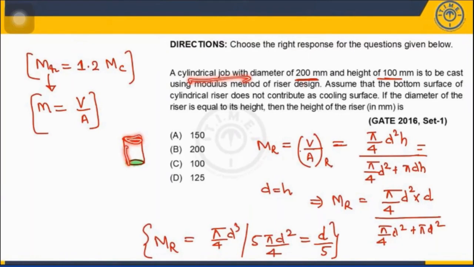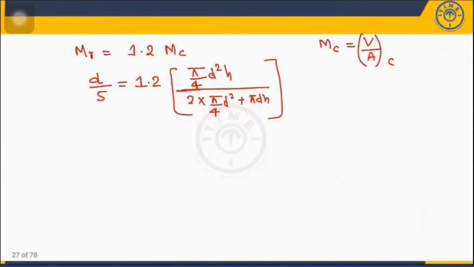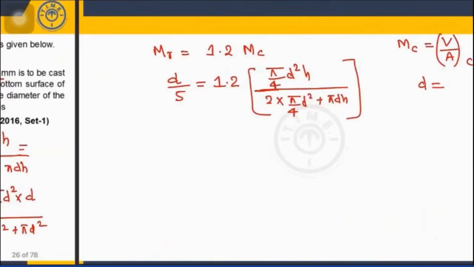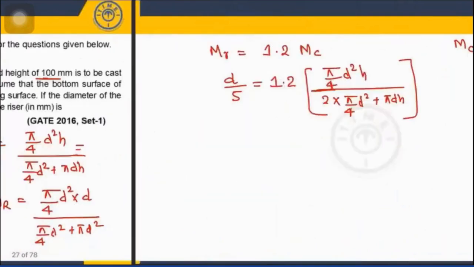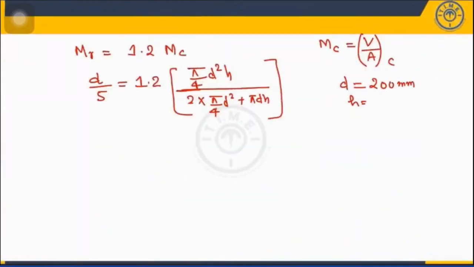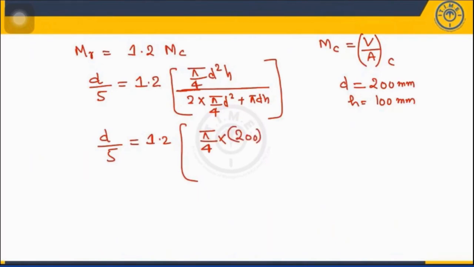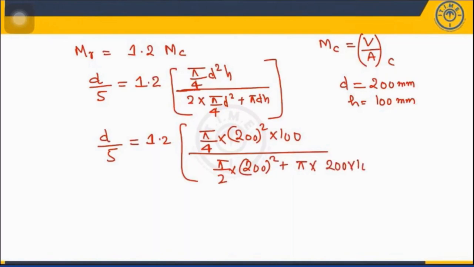The casting is basically a cylindrical job; only the riser has one surface insulated. So what is the diameter value? Let me take the diameter as 200 mm, and the height is given as 100 mm. So diameter is 200 and height is 100. Then d by 5 is equal to 1.2 times pi by 4 into 200 square into 100, divided by pi by 2 into 200 square plus pi into 200 into 100.